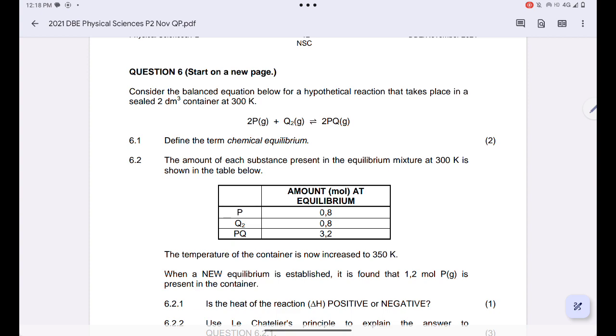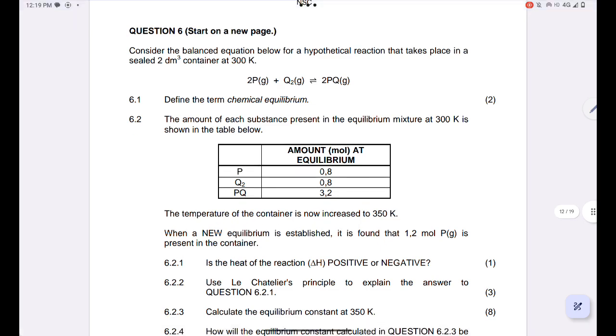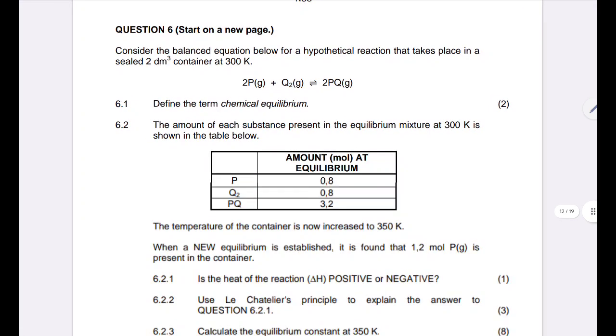Okay, the amount of each substance present in the equilibrium mixture at 300 kelvins is shown below. Okay, we have 0.8 moles for both our reactants rather, and then 3.2 moles for the products. And then now we are told that the temperature of the container is now increased to 350 kelvins. When the new equilibrium is established, it is found that 1.2 moles of compound P is present in the container.